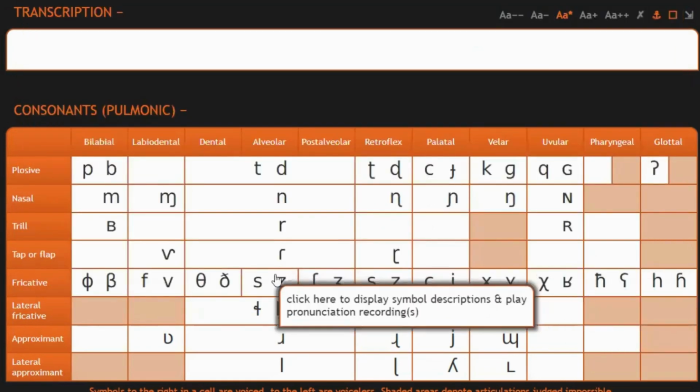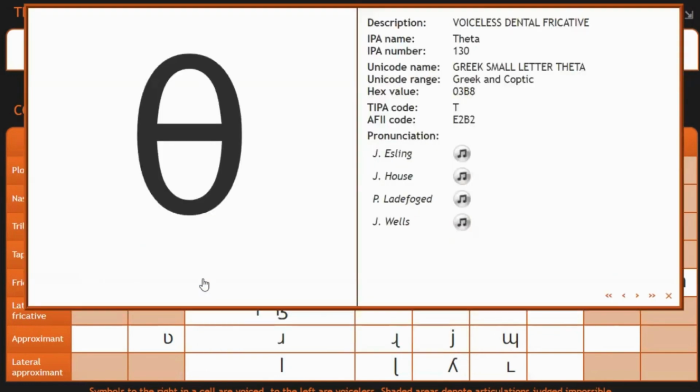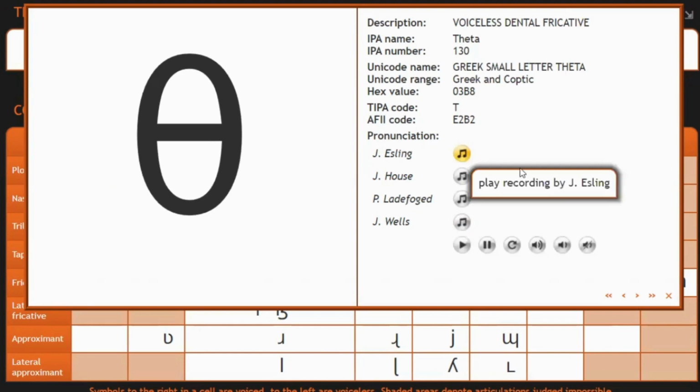Right. Next, we have our dental or interdental fricatives. This is the voiceless one.